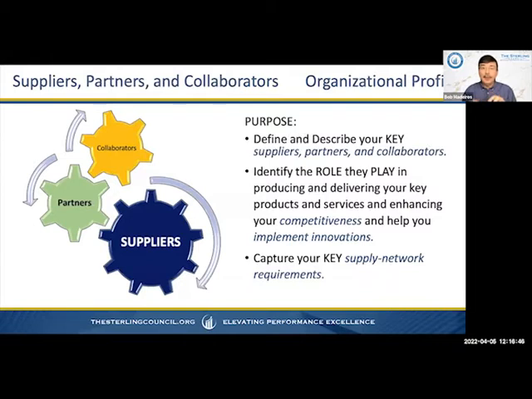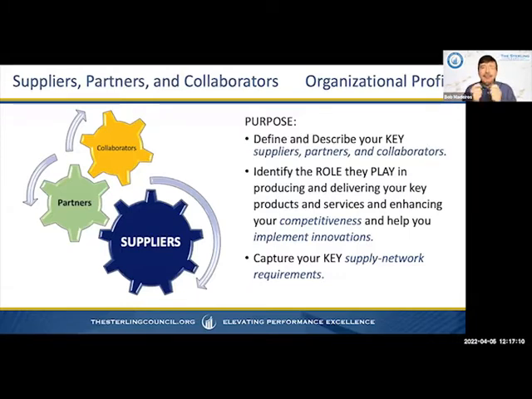Now, first of all, in order to capture those, you need to define them. And you need to identify your definition of a supplier, your definition of a partner, and so on for collaborators. And then how you differentiate a supplier from a partner, etc. Now, we'll have some examples a little bit later to go into a little bit more detail on that.